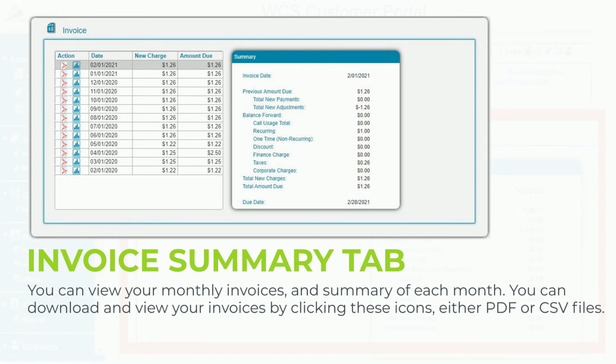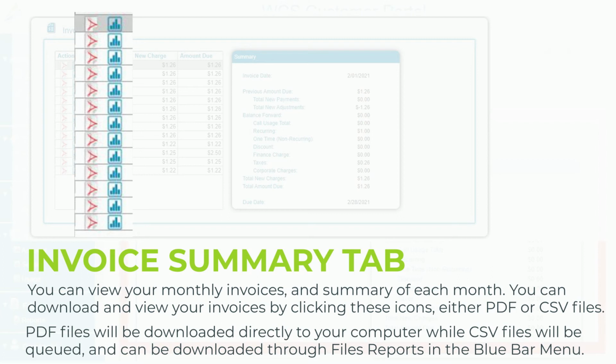You can download and view your invoices by clicking these icons, either PDF or CSV files. PDF files will be downloaded directly to your computer, while CSV files will be queued, and can be downloaded through Files Reports in the blue bar menu.